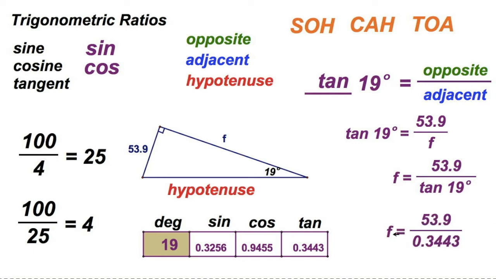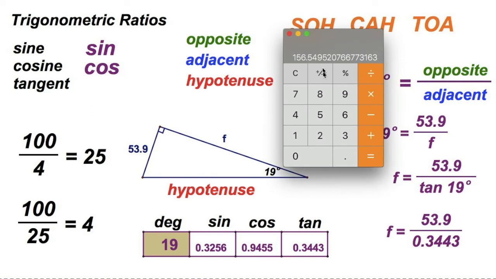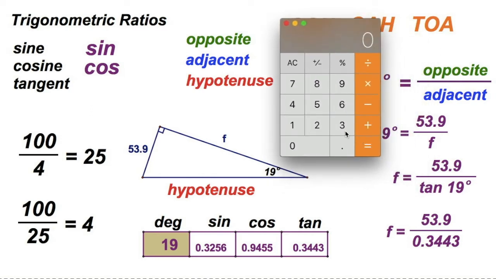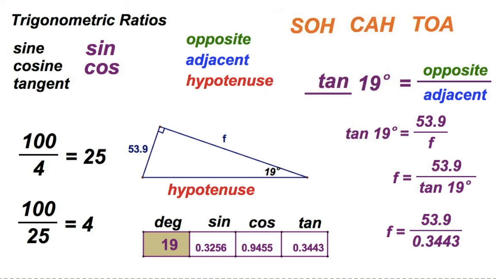And all you've got to do, we'll bust out our simple cheap calculator there, and we'll say 53.9 divided by. Now I'm dividing by a number that's roughly a third. That's the same as multiplying by 3, so I expect that my number is going to triple. And there it is, 156.5 to the nearest tenth. So another one done. Awesome.